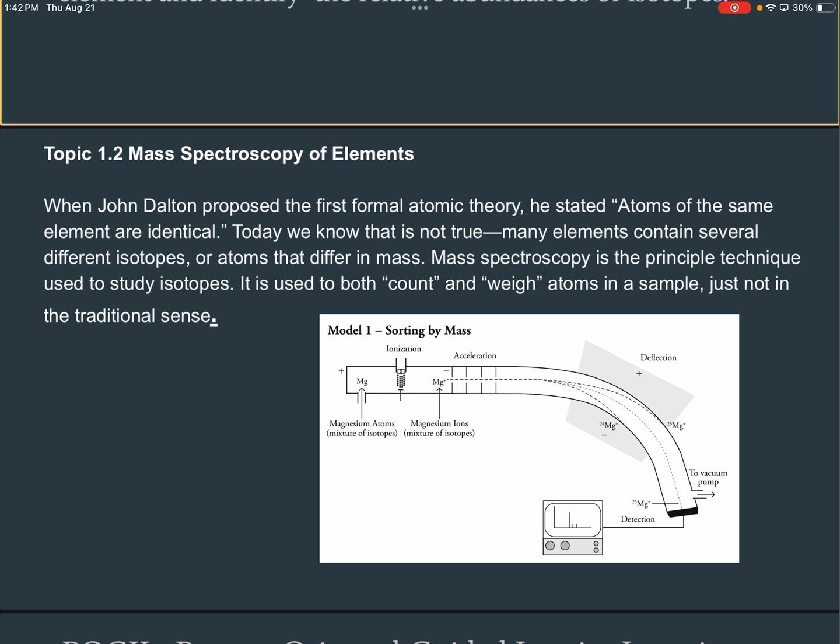Alright, so it looks to me, guys, that it accelerates the isotopes, and then it ionizes them, and then the magnesium ions, the mixture of isotopes, get into the deflection zone, where there's a positive. I'll answer later. Yes, that's a good question.